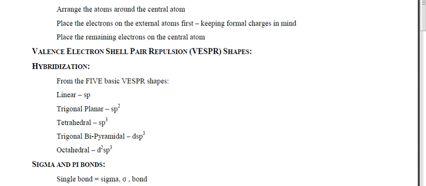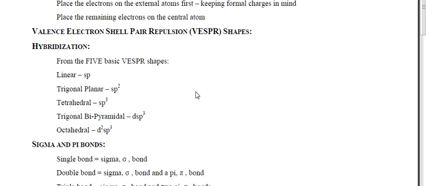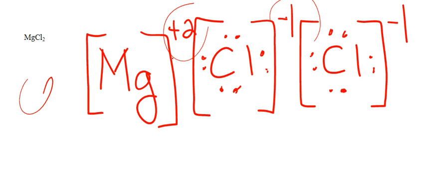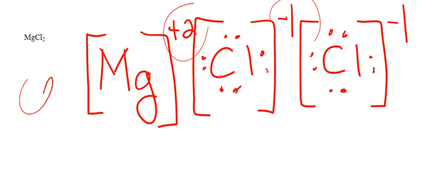Valence or VSEPR shape. Well, good news, with ionic compounds, you don't have to worry about VSEPR shapes. VSEPR only deals with compounds that are sharing electrons, so no VSEPR. Next thing, hybridization. Same thing. No sharing of electrons, no hybridization. In other words, the chlorine has beautiful s and p orbitals because they're not sharing electrons. So no hybridization. Sigma and pi bonds. Guess what? No sharing of electrons, no sigma, no pi.